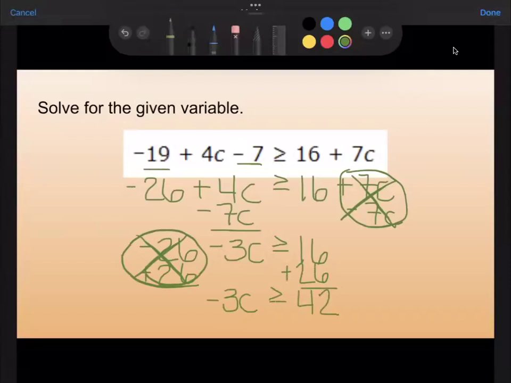Okay, now I can go ahead and look, since my c's are all together, and see what symbol I'm going to need. If the variable is being multiplied or divided by a negative number, I have to flip the symbol around. And it looks like in this case that is true. So I'm going to go ahead and flip that symbol down here just so I don't forget. To get rid of the negative 3 in front of the c, I have to divide both sides by negative 3, so that cancels and leaves us with just c here. And then 42 divided by negative 3 ends up being negative 14. So the final answer to this one is that c is less than or equal to negative 14.